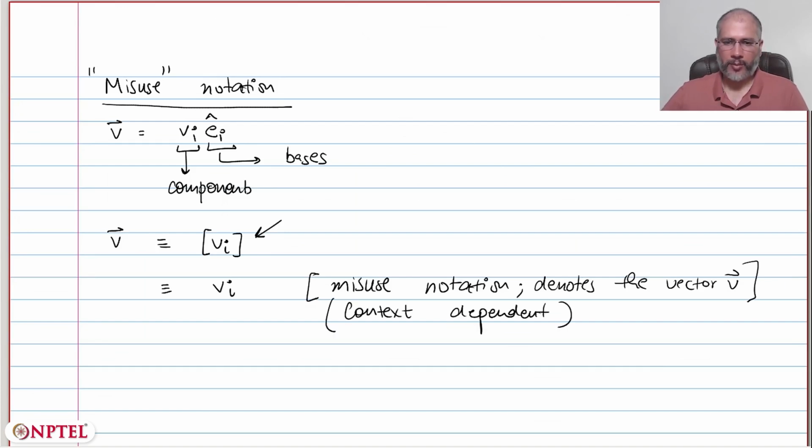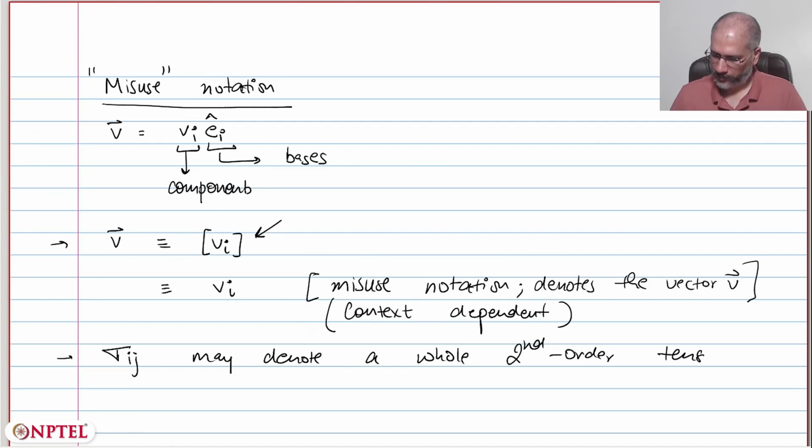Similarly, by the same logic, we'll have sigma ij, which will denote a whole tensor. It has two free indices here, i and j, so it's a second order tensor. It may denote a whole tensor rather than just a component of that tensor depending on the values of i and j. So again, it is context dependent. I've written a 'may' because it may denote a whole second order tensor, or it may denote just a component.